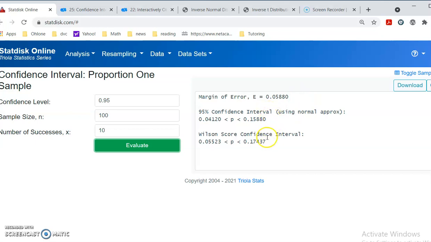Now they do give you two confidence intervals. We use the normal approximation one, because we are actually approximating the binomial as a normal distribution and using this method to calculate. The Wilson score confidence interval is one that's supposed to be more accurate, but you can read your book or Google to find out what the difference is. There's a little difference in terms of modeling the binomial, and in some cases this is more accurate. So that's how you do it. There is no data; it's only C-level, n and x.